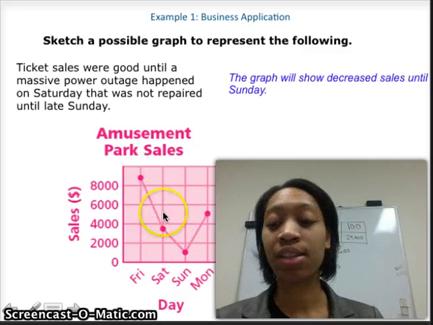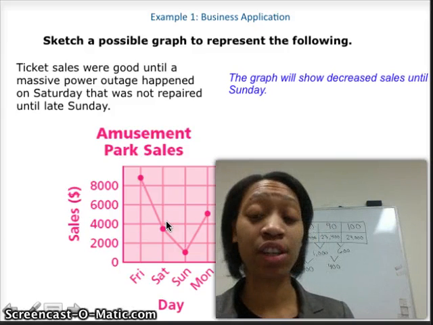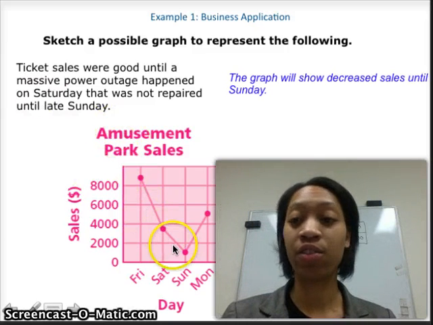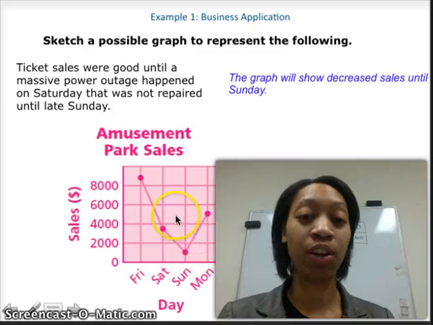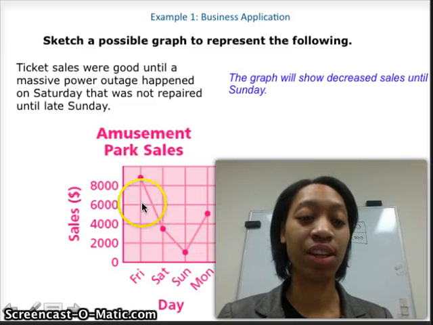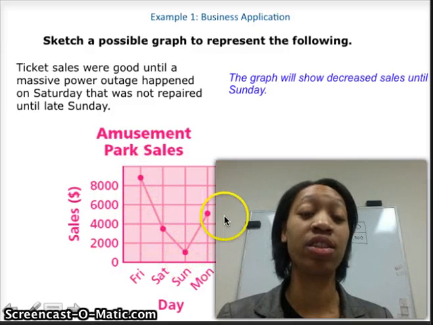So even though they didn't give us exact numbers, given the verbal description, we can make a sketch of the graph of how the function might look, just as long as it shows that it's decreasing until Sunday and then starts increasing again.